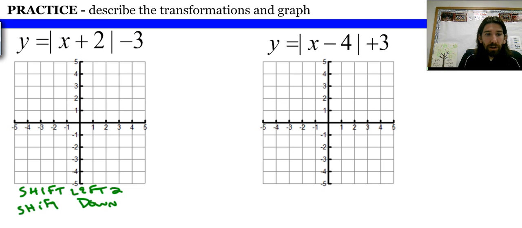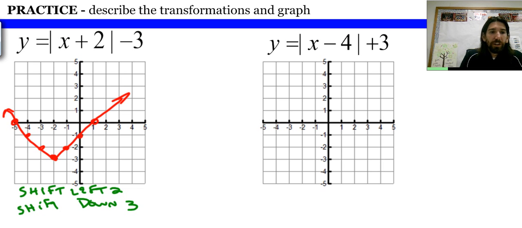down 3. So I'm going to start at my original, which was 0, 0. I'm going to shift left 2 and down 3. But that's all that's done, so my rate of change is going to be the same. Up 1 over 1, up 1 over 1, up 1, backwards 1. Make the V. So if I look at my vertex, because that's my important point right there, my vertex is at -2, -3.